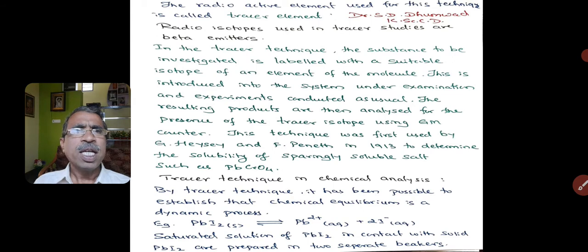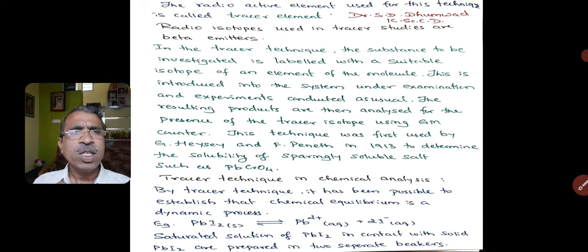Radioisotopes used in tracer studies are beta emitters. In the tracer technique, the substance to be investigated is labeled with a suitable isotope of an element of the molecule. This is introduced into the system under examination and experiments are conducted as usual. The resulting products are then analyzed for the presence of the tracer isotope using a Geiger-Müller counter.